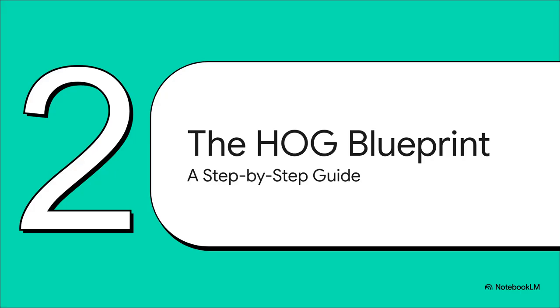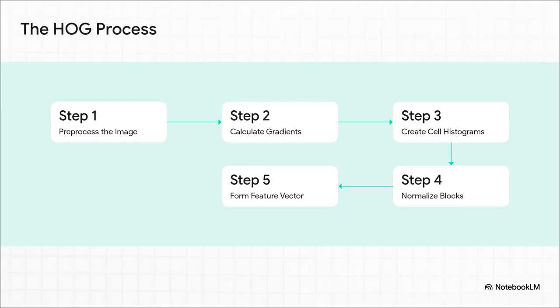Okay, so how does this thing actually work under the hood? Let's walk through the HOG blueprints. We're going to go step by step and see exactly how a computer can turn a boring old patch of pixels into a unique fingerprint that screams human. All right, there are 5 main steps in the whole process. First, we'll prep the image. Then, we find the edges. After that, we count their directions in tiny little cells, adjust for things like shadows, and finally, wrap it all up into one powerful description.